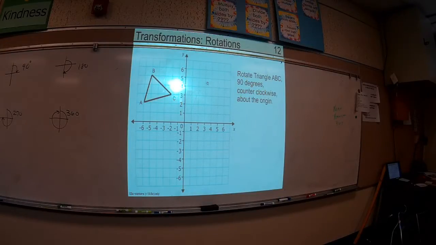Six. There's your A. 1, 2, 3, 4, 5. There's your B. So it's just counting points. You lost it on the counting points. It's on the homework.